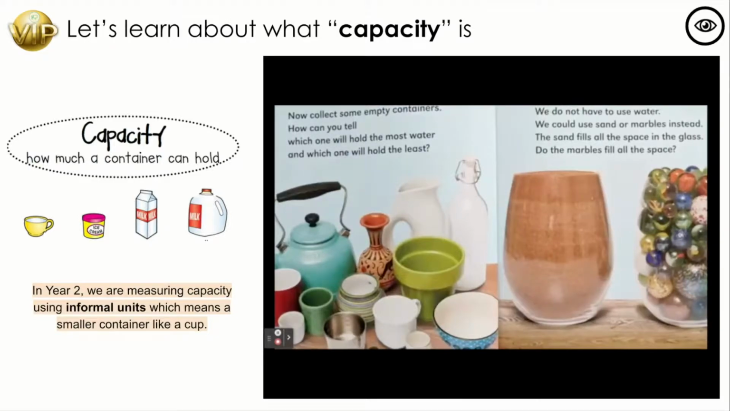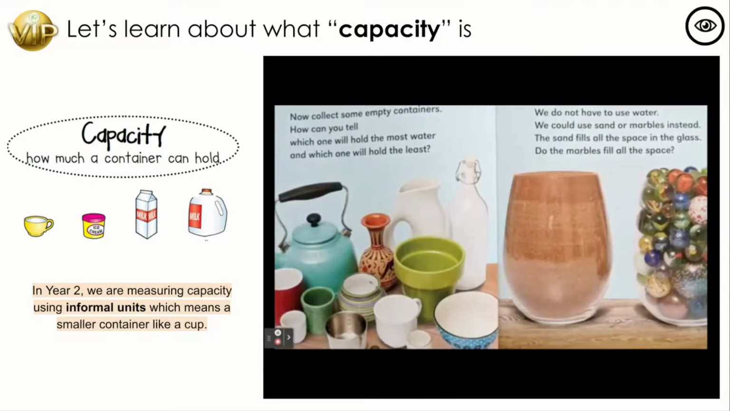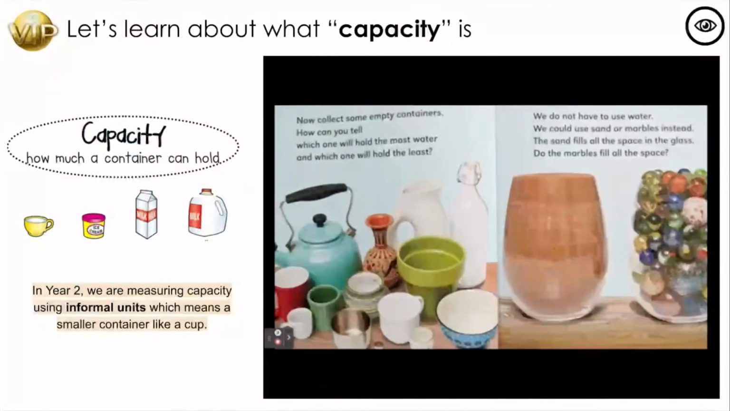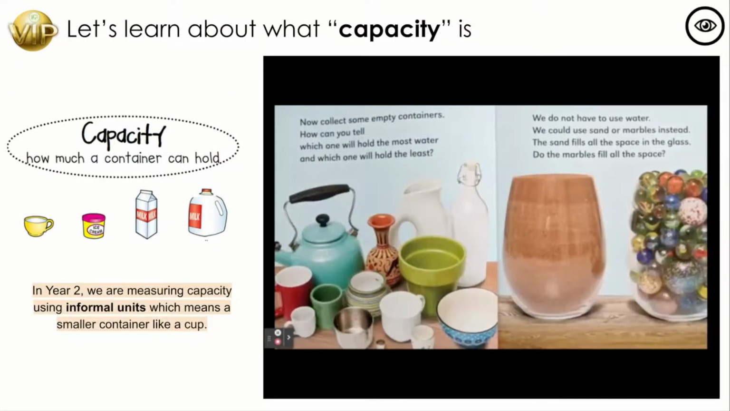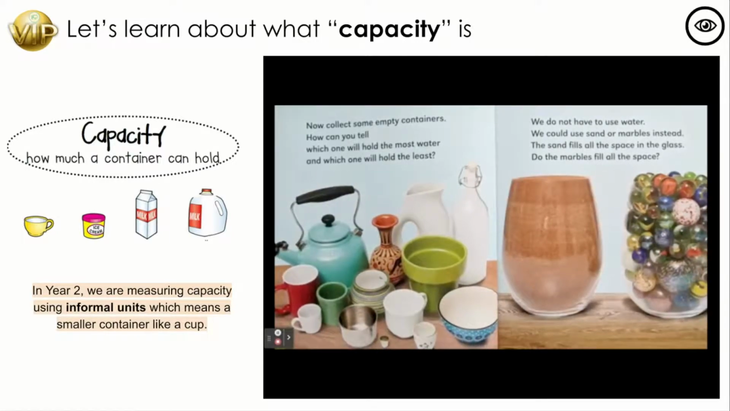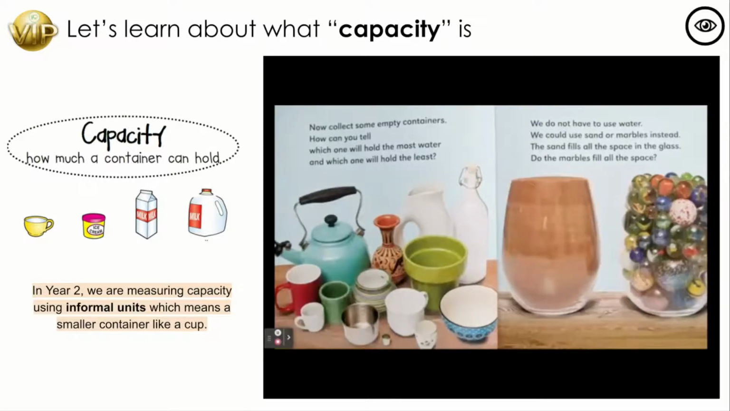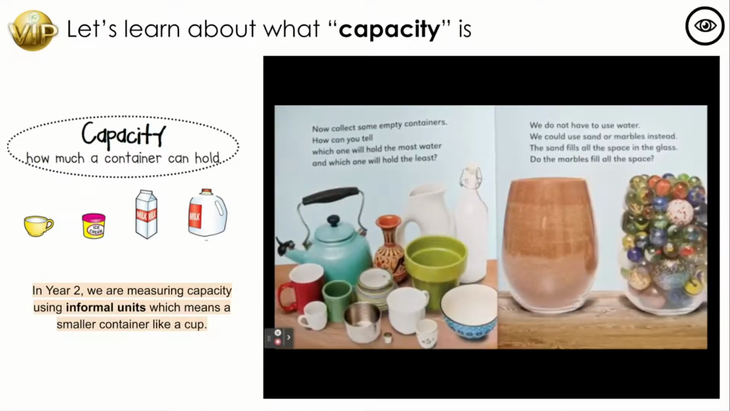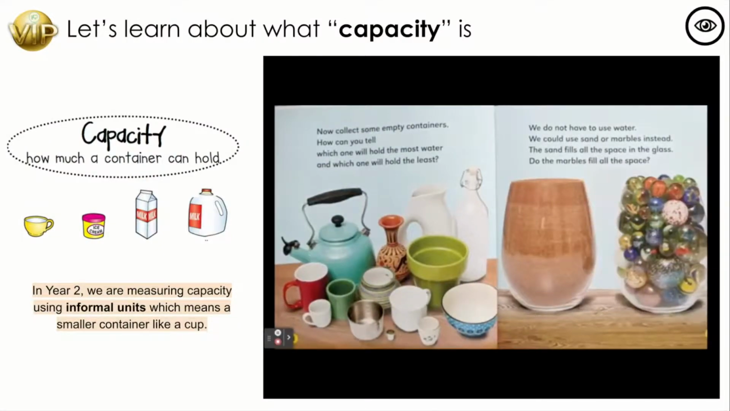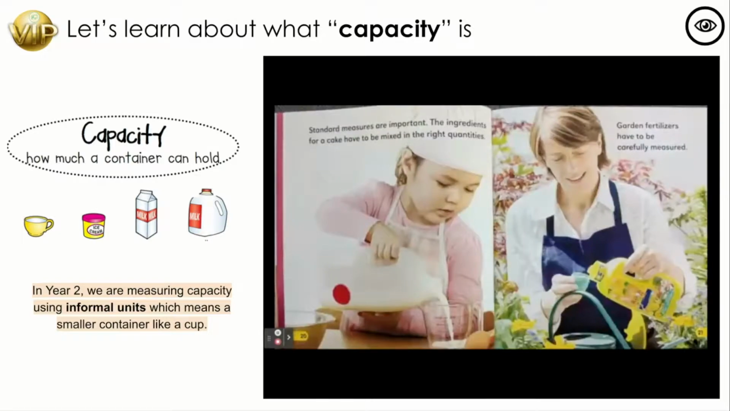Now collect some empty containers. How can you tell which one will hold the most water and which one will hold the least? We do not have to use water. We could use sand or marbles instead. You can see the sand fills up all the space in the glass. Do the marbles fill up all the space? I can see lots of spaces in between the marbles, so it doesn't fill up the whole space.